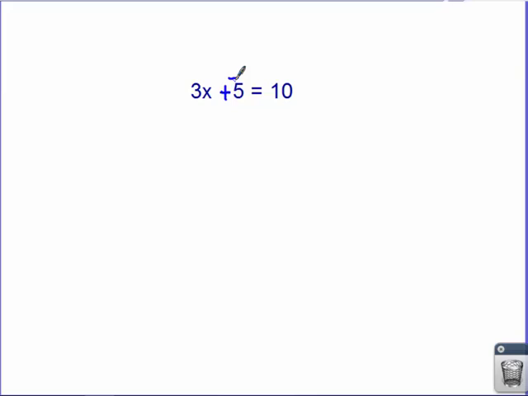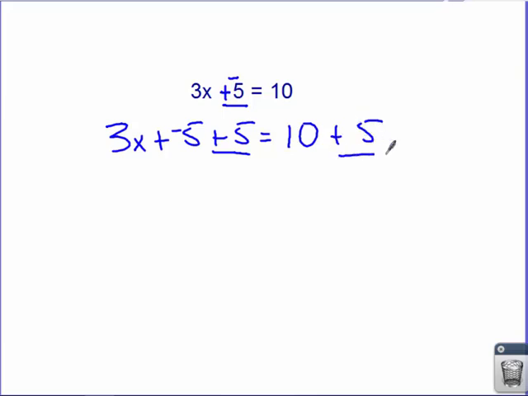Okay, so now we're ready to solve the problem. The first thing I have to get rid of is this plus negative 5. So I should see on your paper, 3x plus negative 5 plus 5, because that's its opposite, equals, and if I added this to one side, I must add it to the other as well. So my 5's on the left go away, and we're left with 3x is equal to 15 when I put the 10 and the 5 together.